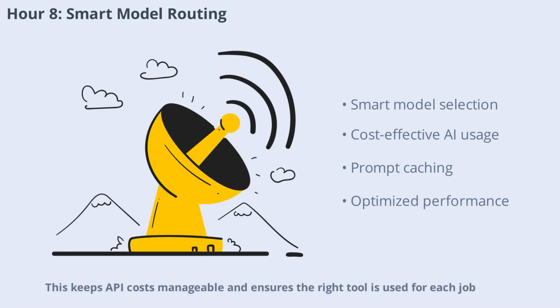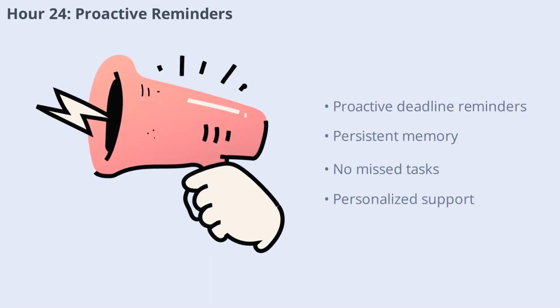This keeps API costs manageable and ensures the right tool is used for each job. Anthropic's prompt caching further reduces costs by avoiding repeated charges for similar queries. It's a smart way to balance performance and budget. After a day, OpenClaw started to surprise me.